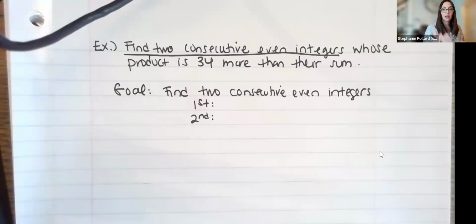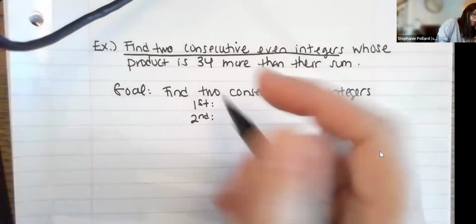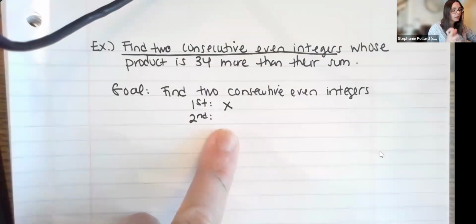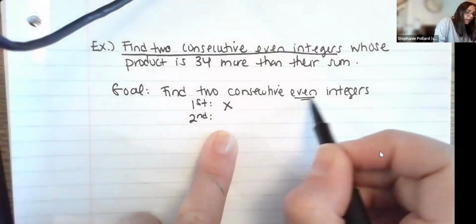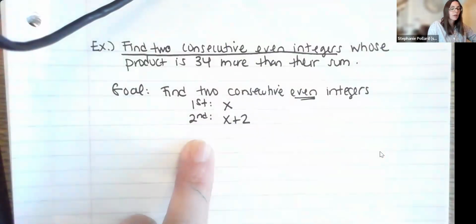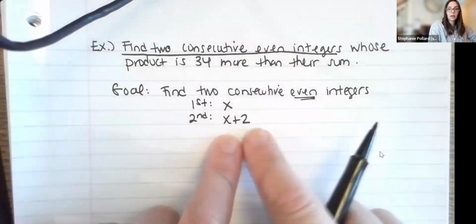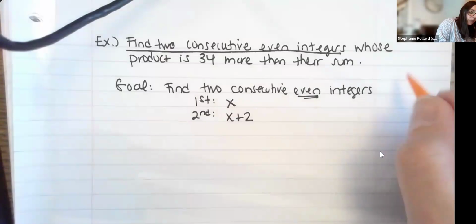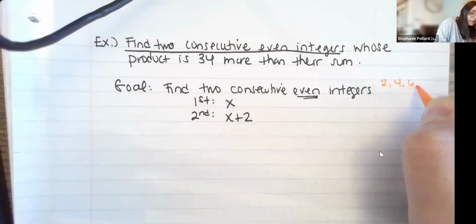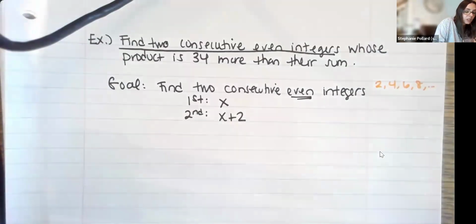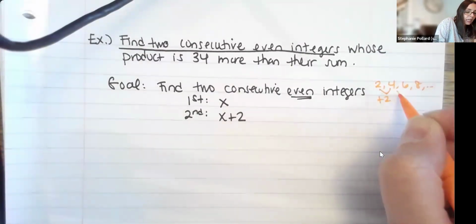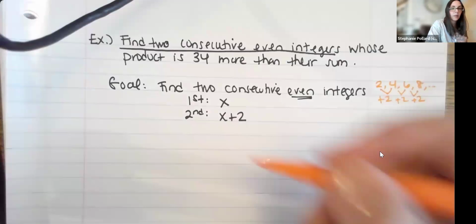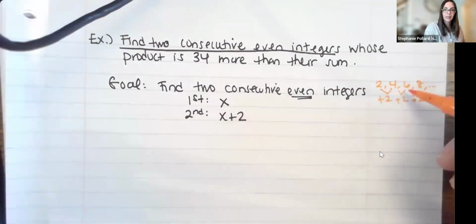The way you do consecutive integers is you always let the first one be x or n, whatever you want to use. And then the second one, because it's even, we're going to use x plus 2 here. And the reason we use the 2 is not because 2 is an even number. It's because of the pattern. So for instance, even integers go like this: 2, 4, 6, 8, etc. If I look at the change here, there's always a plus 2 change in between all of these consecutive even integers. That's why the plus 2 is there.